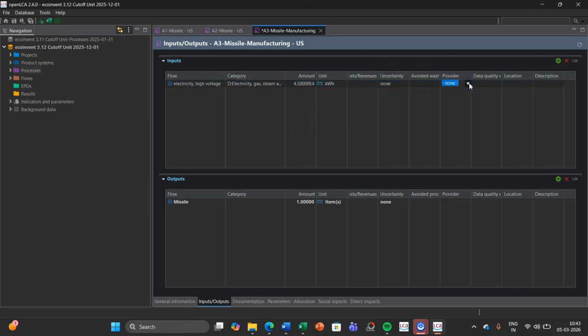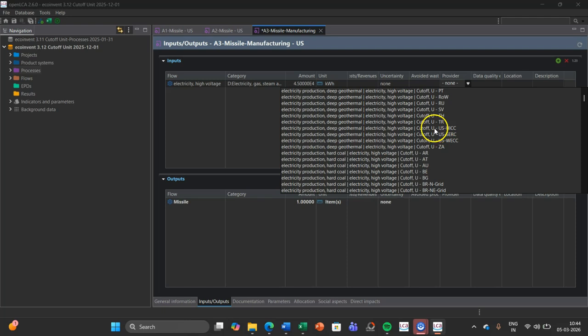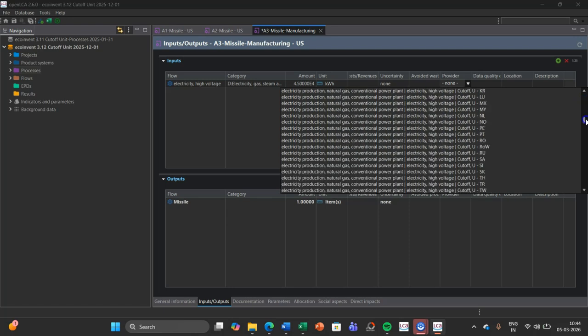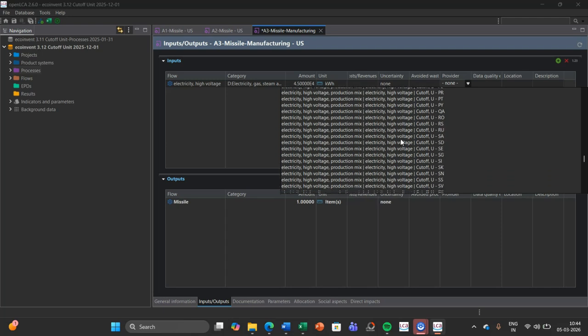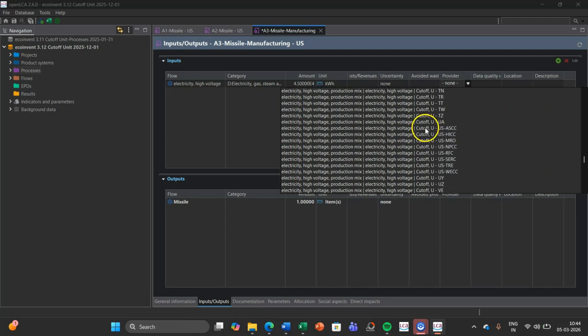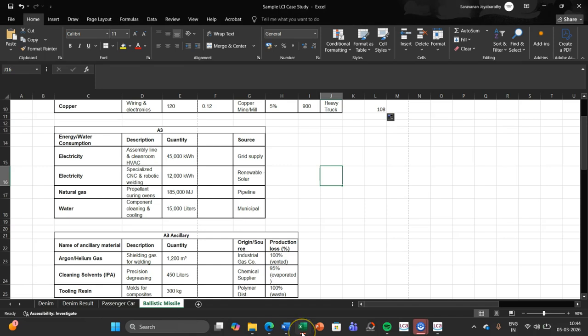Okay, provider, here comes the provider. So we need to attach US specific electricity production. Okay, let us choose the production mix for US. Okay, because it's a grid supply, obviously lots of regions are there. We just assume we really don't know which region to choose from. We shall put it randomly, MRO.